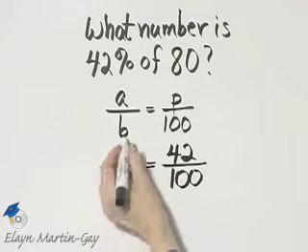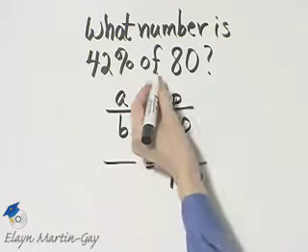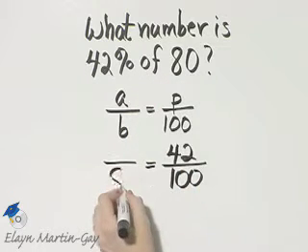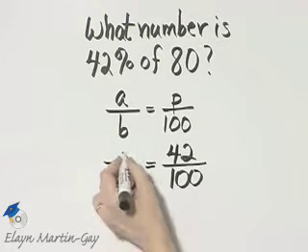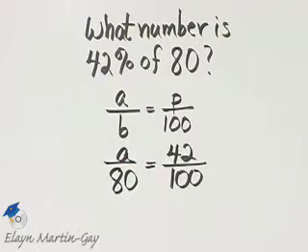Base, remember, normally appears after the word of, so of 80. Our base is 80, and we're looking for the amount. I'll call that then A. And let's solve by cross products.